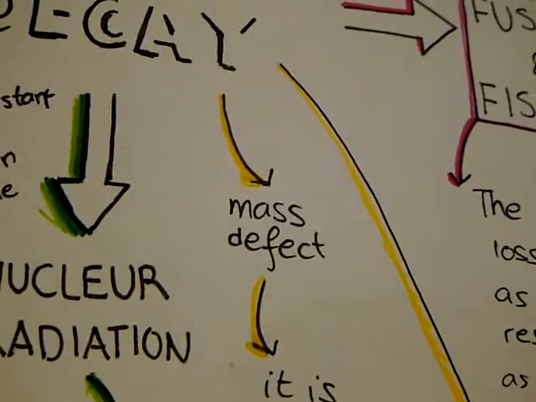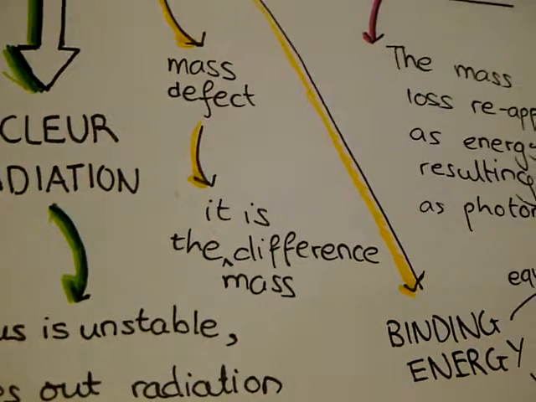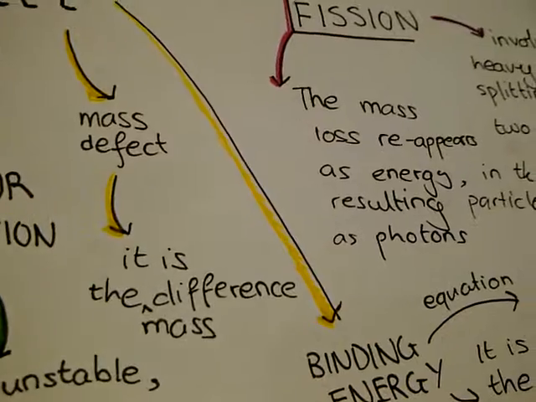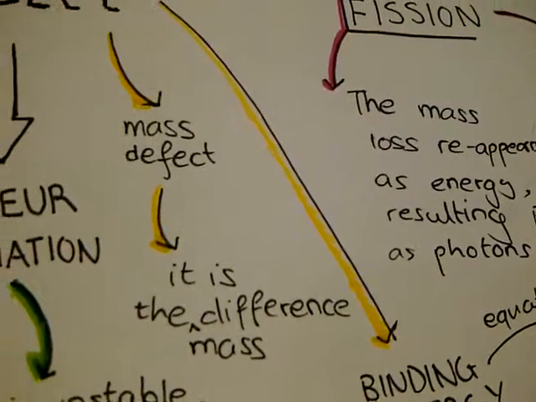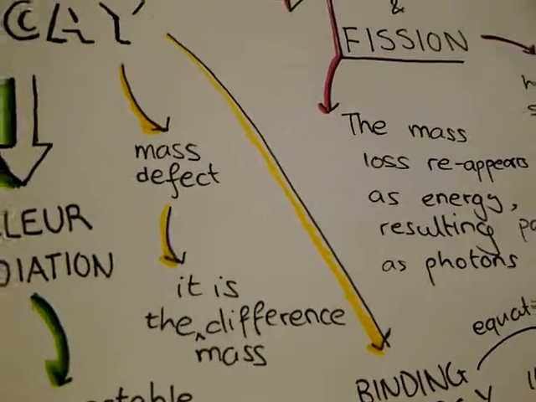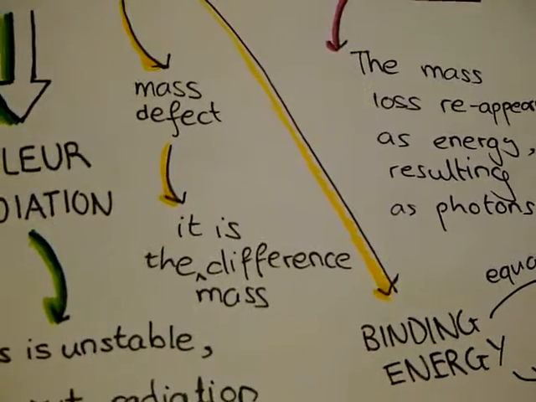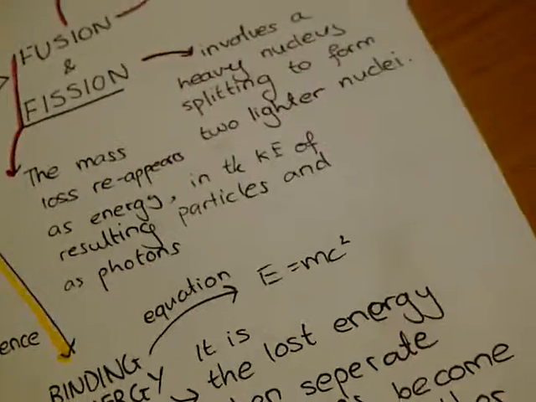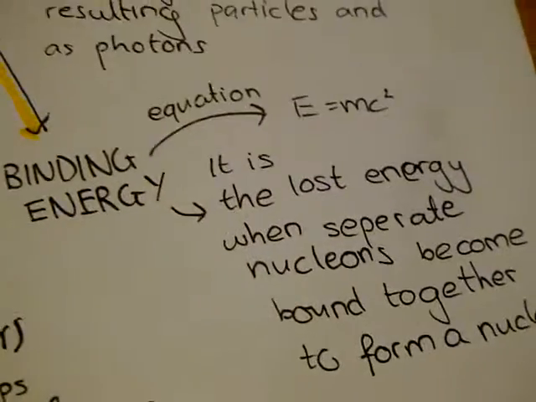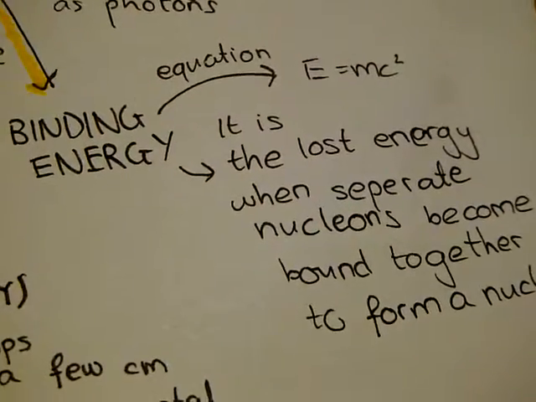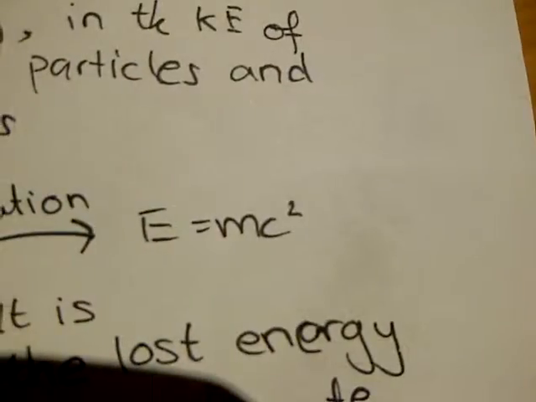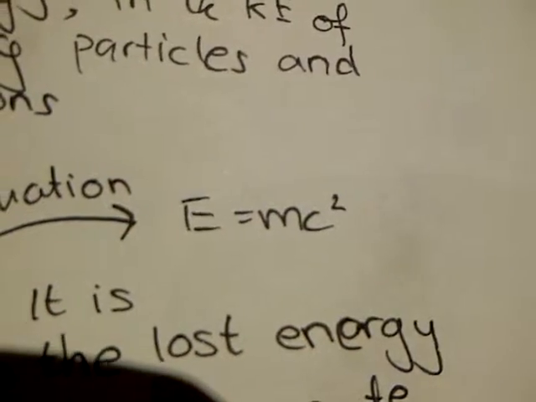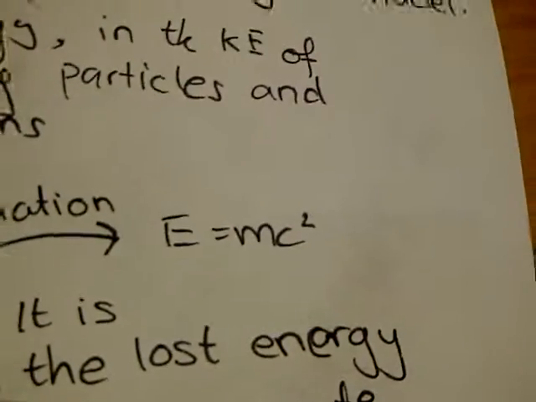What is a mass defect? The mass of any nucleus is slightly less than the total mass of the separate nucleons, and the difference is called the mass defect. Binding energy is the energy released when separate nucleons become bound together to form a nucleus, and the equation is E equals mc squared, mass times the speed of light squared.